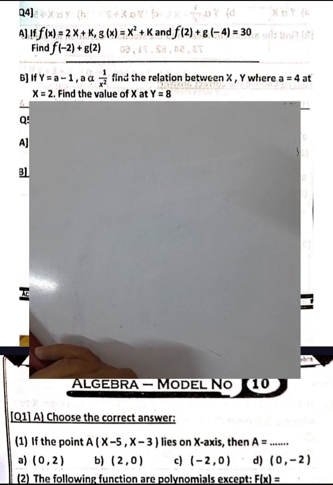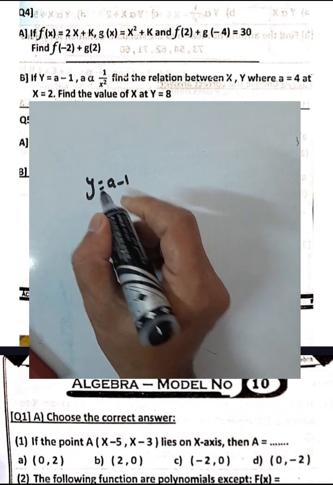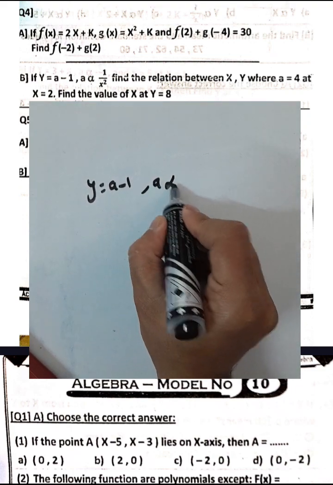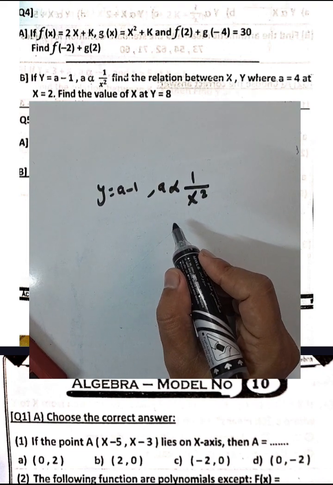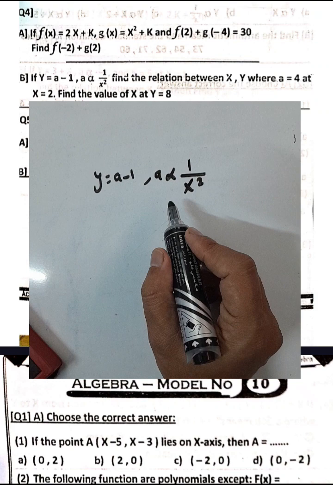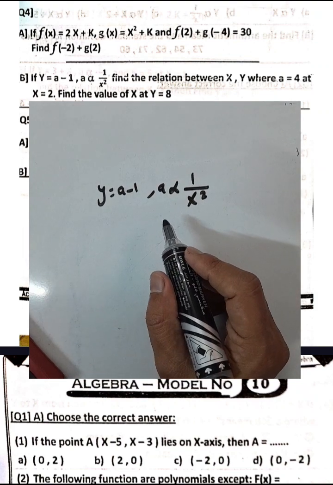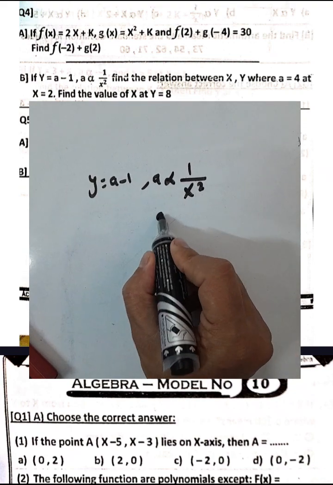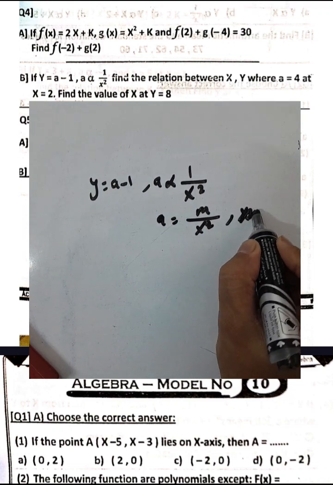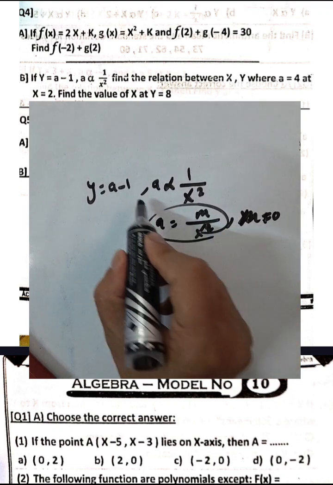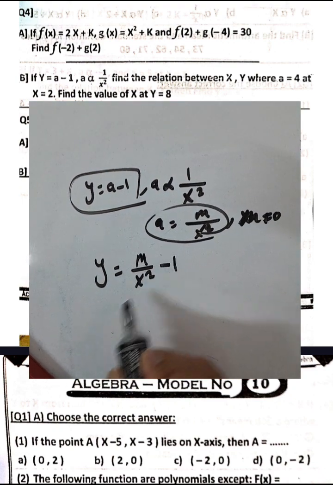If y equals a minus 1, and a has a relation with x power 2 that varies inversely, where a equals 4 at x equals 2, find the value of x at y equals 8. Okay, first I will write the constant here about this relation, y equals m over x power 2, where m is not equal to 0. Put here in this relation. Then y will be equal m over x power 2 minus 1.